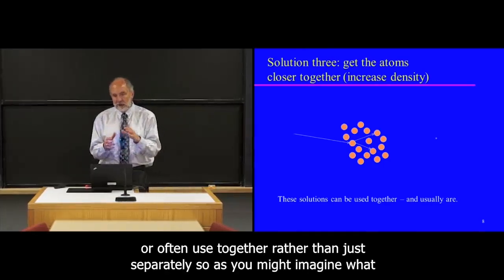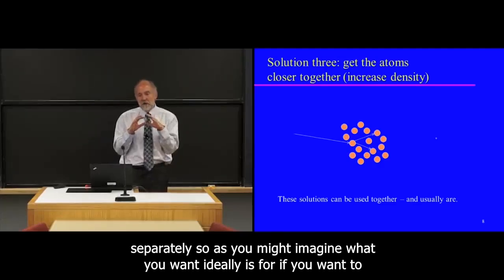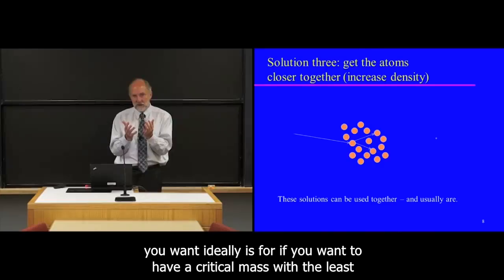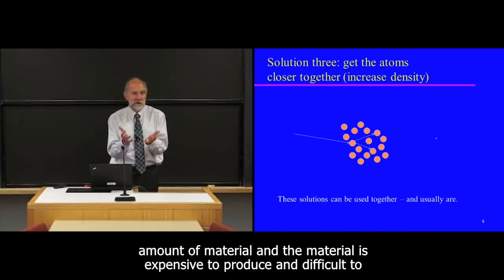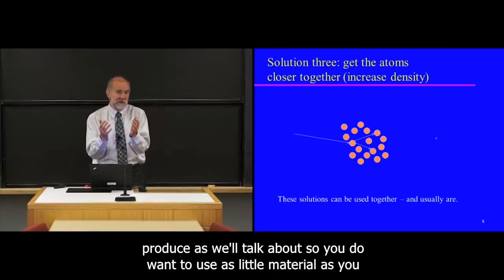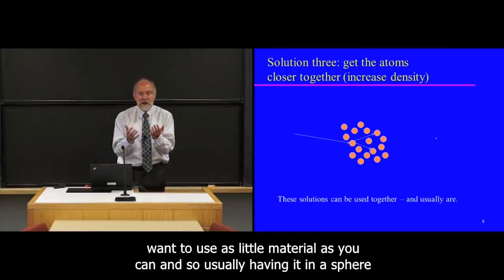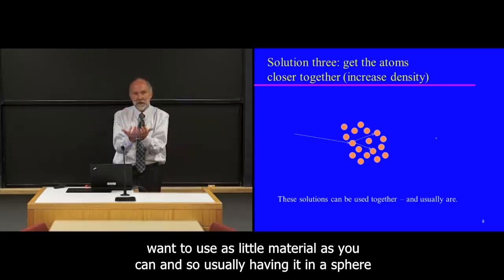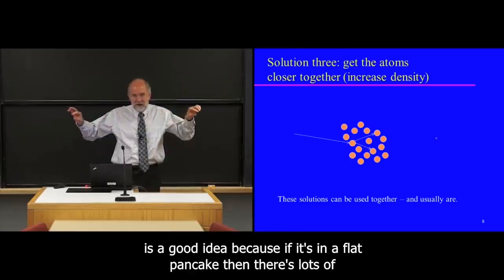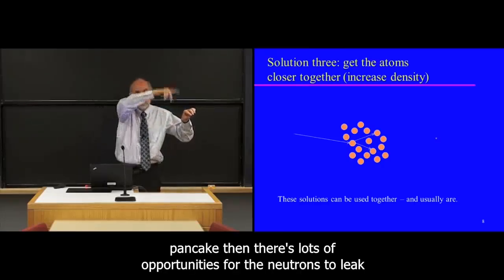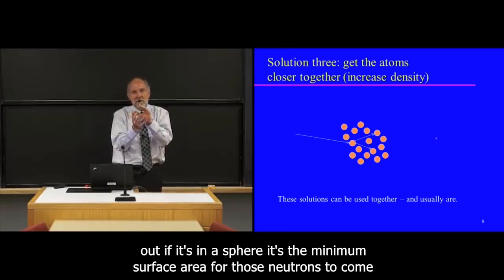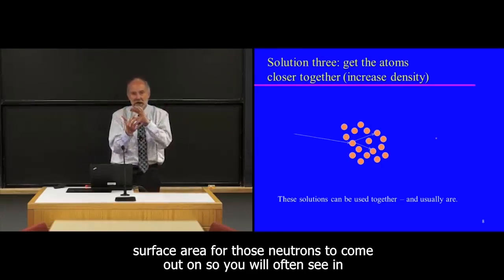So as you might imagine, ideally you want a critical mass with the least amount of material, and the material is expensive to produce and difficult to produce, as we'll talk about, so you do want to use as little material as you can. And so usually having it in a sphere is a good idea, because if it's in a flat pancake, there are lots of opportunities for the neutrons to leak out. If it's in a sphere, it's the minimum surface area for those neutrons to come out of.